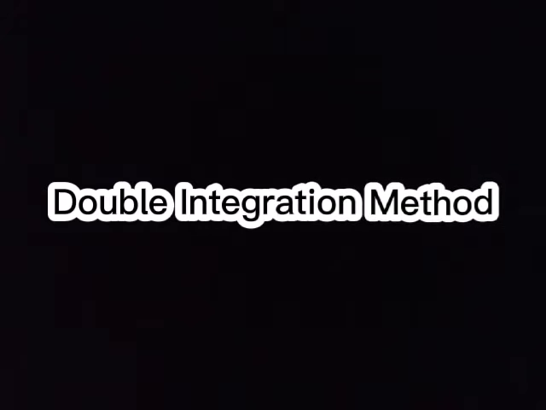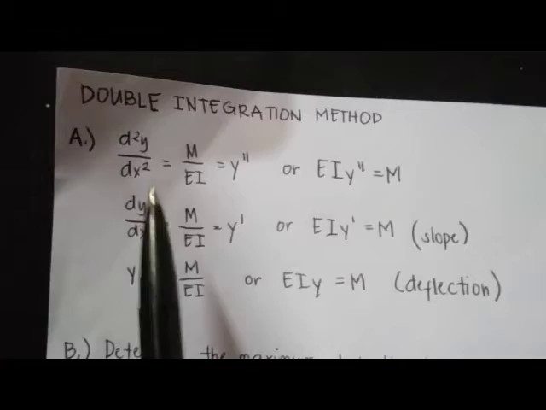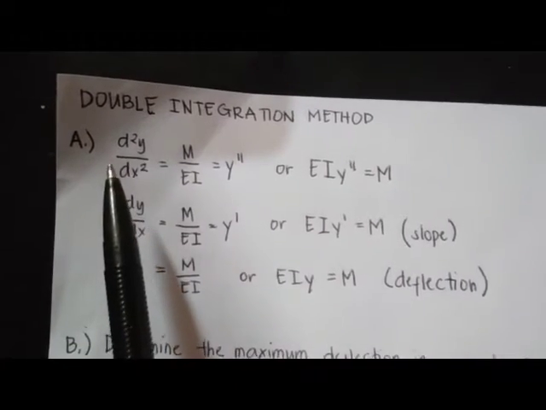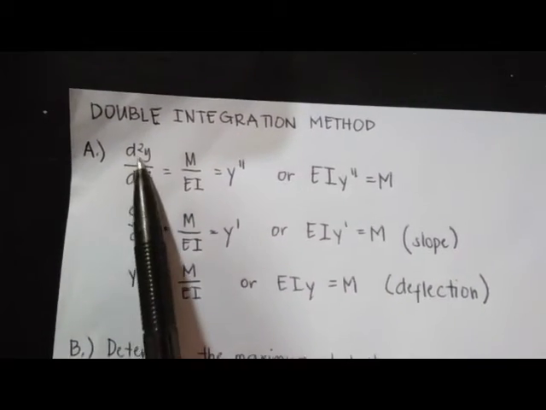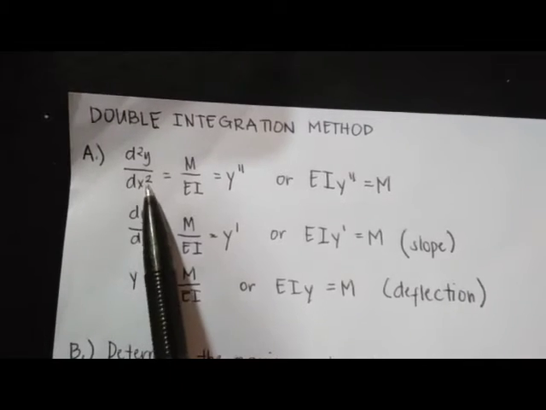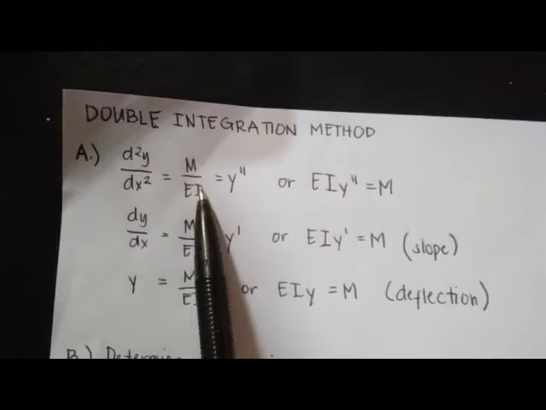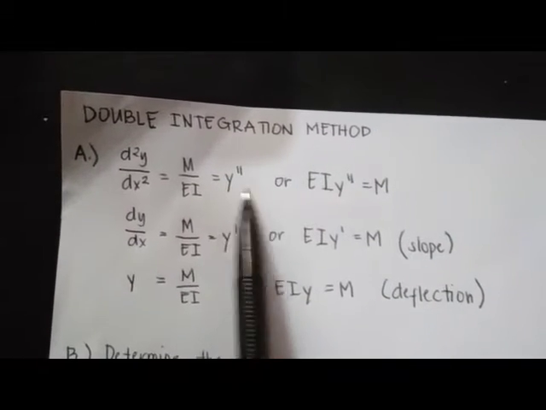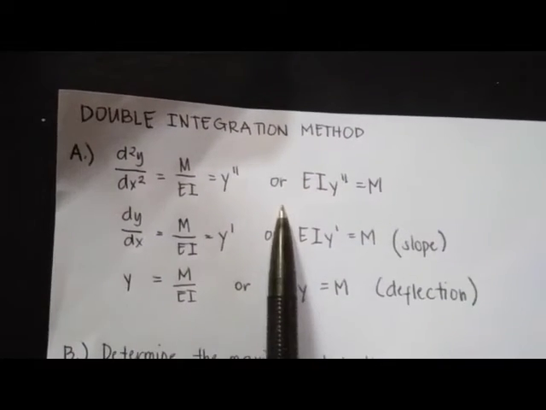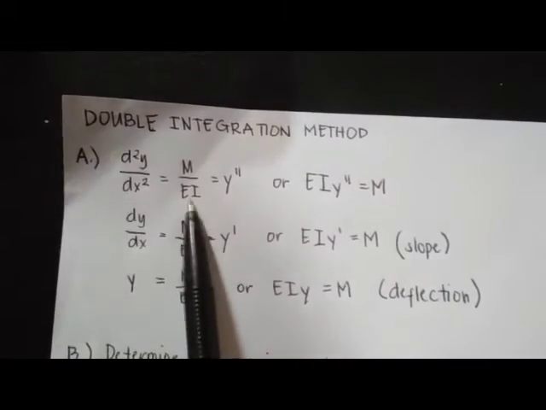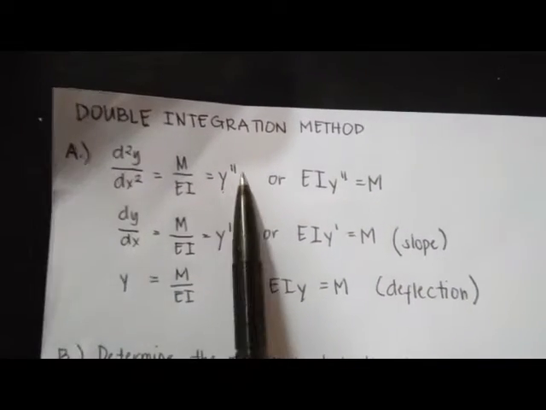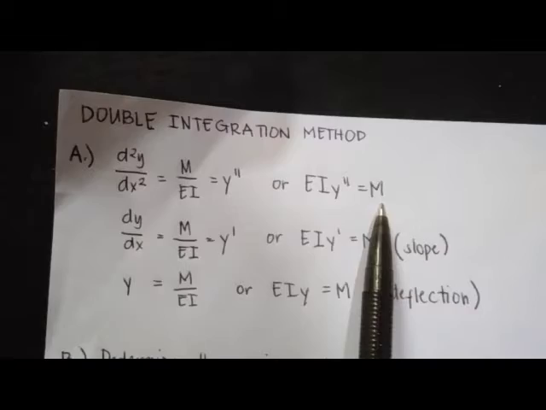Today, I will explain the double integration method. Pero before ako mag-proceed sa example, masisimplify muna natin yung solution para sa double integration. So, para masimplify, d2y over dx squared is equals to moment over EI is equals to y prime. Or, kung isi-simplify, yung EI i-multiply by y prime is equals to moment.